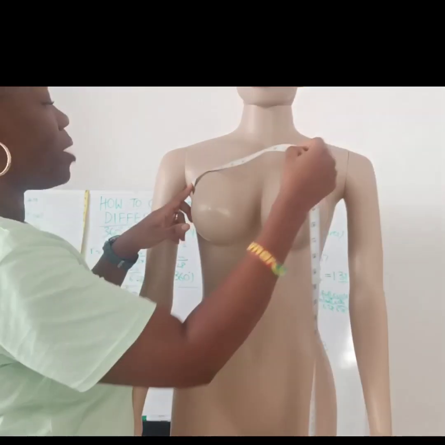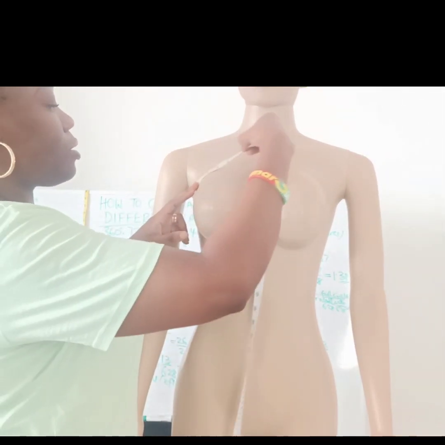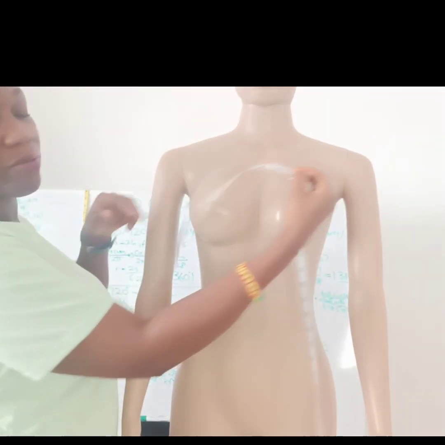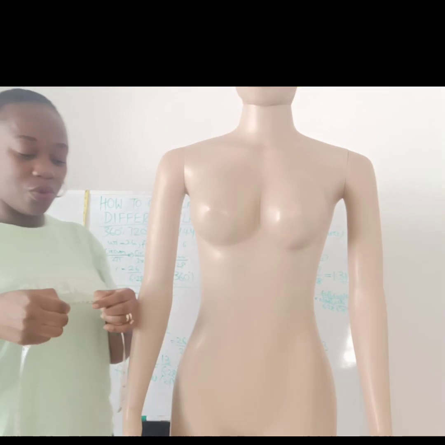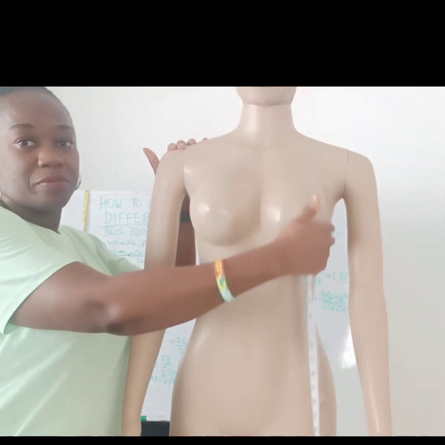And then you are going to mark across chest. We can also use across chest. This is across chest. Across chest we have 12. So across chest 12, you subtract 2 from that, you have 10, and then you divide by 2 and add same allowance of 0.5, and that will also give you 5.5. So either you use the shoulder or you use the across chest measurements.